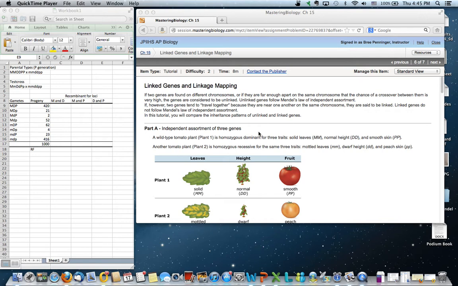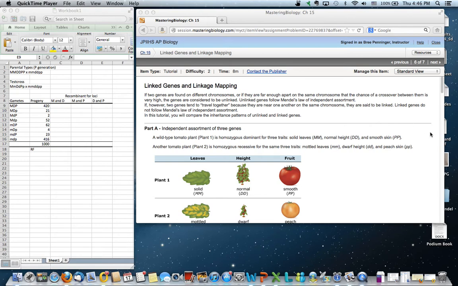If two genes are found on different chromosomes, or if they are far enough apart on the same chromosome that the chance of a crossover between them is very high, then the genes are considered to be unlinked, and these are Mendelian genes. However, if the two genes are traveling together because they're on the same chromosome or close to one another, they are said to be linked, and they do not follow the law of independent assortment.